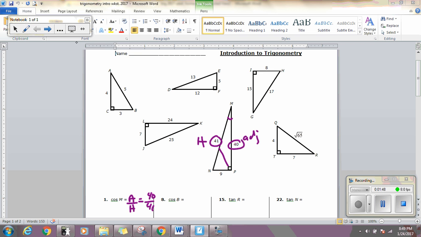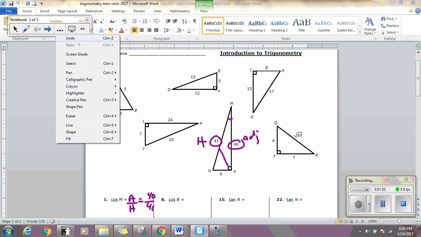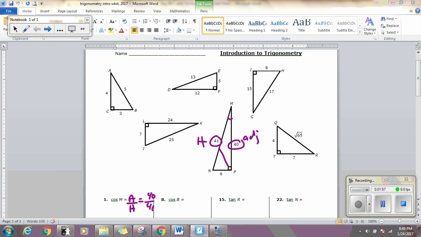All right, looking at number 8. It wants us to find the cosine of angle B. So the triangle that has B on it is right here, and here is B. That's our reference. Again, we're finding cosine, which means adjacent over hypotenuse. So the hypotenuse is 5, and the side next to B is 3. So that's your adjacent. So I would put 3 over 5.